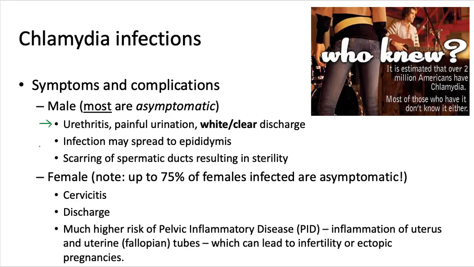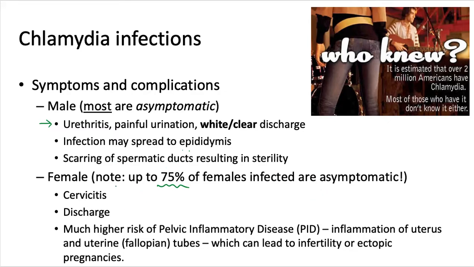So these infections can result in a urethra infection in males or a cervix infection in females, but they can also ascend and go further into the body. In males, the infection can spread to the epididymis, and if it does that, there could be scarring of the epididymis and the sperm ducts, like the vas deferens, and this scarring can result in permanent sterility. In females, more experience symptoms, but still it's noteworthy that 75% of females do not experience symptoms. So asymptomatic means doesn't experience symptoms.